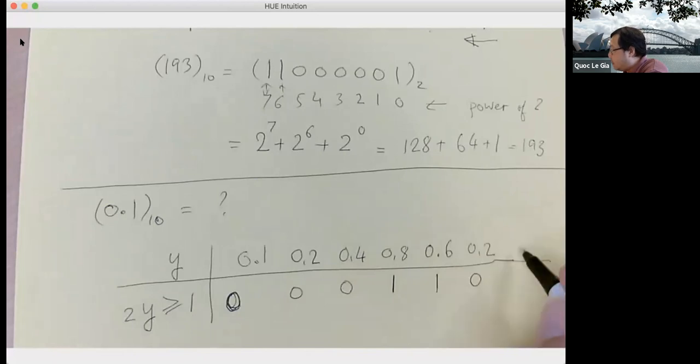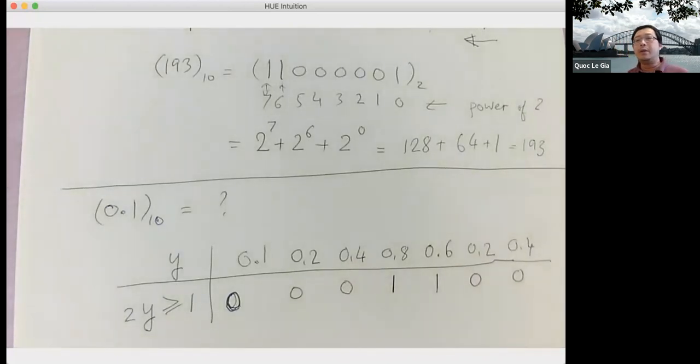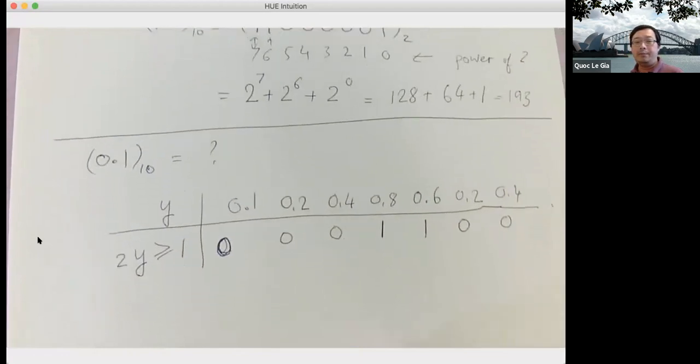So only 0 and 0.4 and 0 and so on. Now you see the pattern. The pattern just keeps repeating, right? Actually, you can do this forever because 0.1, 0.2, 0.4, 0.8, 0.6, 0.2, 0.4, 0.8, 0.6, 0.2 again and again. So this one will go on forever.